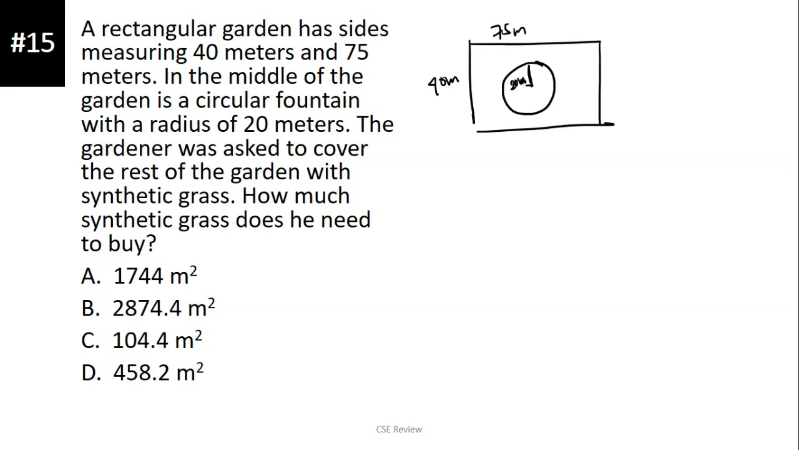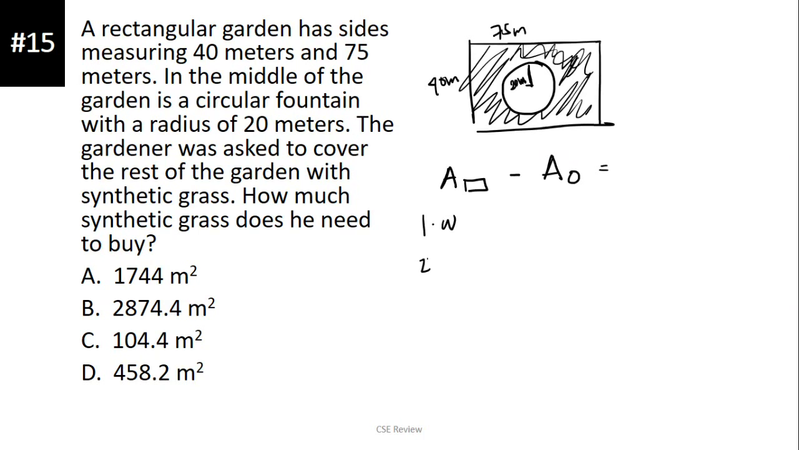Ngayon, given this, ang hinahanap is yung i-cover ng synthetic grass. Ito yon. Okay? Siyempre, hindi naman pwedeng i-cover ng grass yung fountain, no? So, anong gagawin natin? Yung area ng rectangle minus yung area ng circle, which is hindi natin lalagyan ng grass, yun yung magiging sagot natin. Okay? So, doon naman tayo sa area ng rectangle. Ang formula is length times width, which is 40 times 75. Okay? Or 75 times 4 is 300 plus isa pang 0 is 3,000.